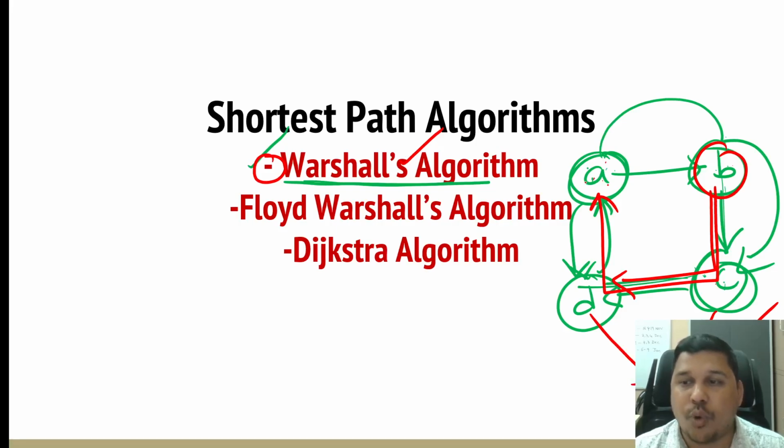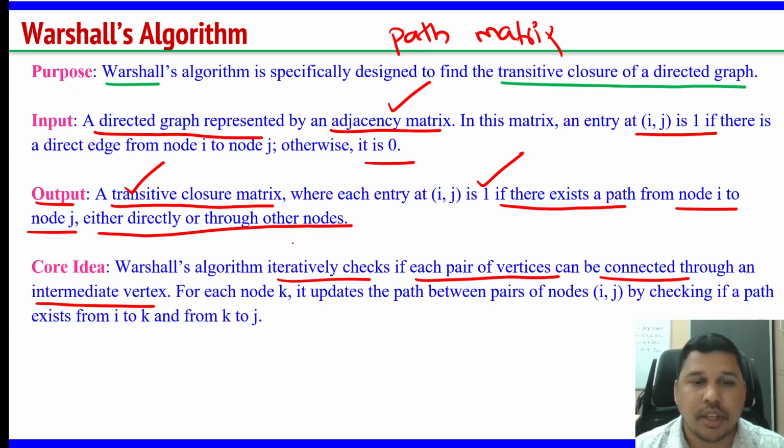No, I can go from A to B, B to C and E, or I can go from A to B, A to D and E, but somehow there is a path, not directly but indirectly. Okay, so this will give us a matrix which will tell us yes, there is a path, you can reach E, either directly or indirectly. That will be known to us, right.